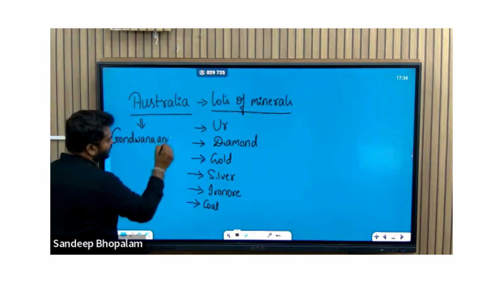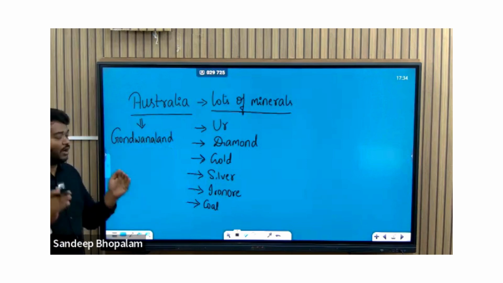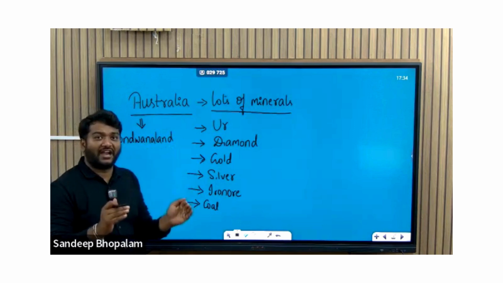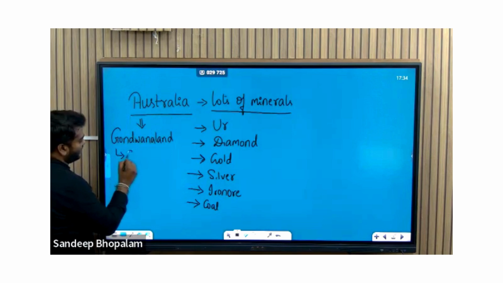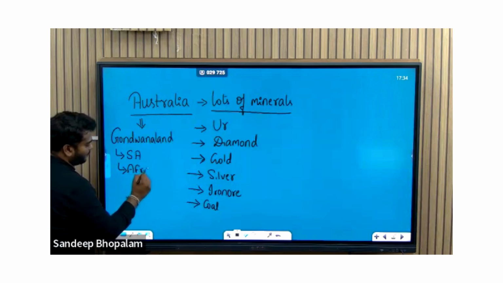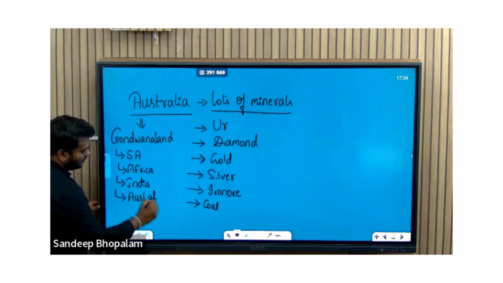Recently UPSC also asked this question where they spoke about Gondwana land. What are the minerals present in Gondwana land countries? When they said you have to give about Australia, what all are part of Gondwana land? South America, Africa, India, Australia, Antarctica. This is a mains question that is already asked.